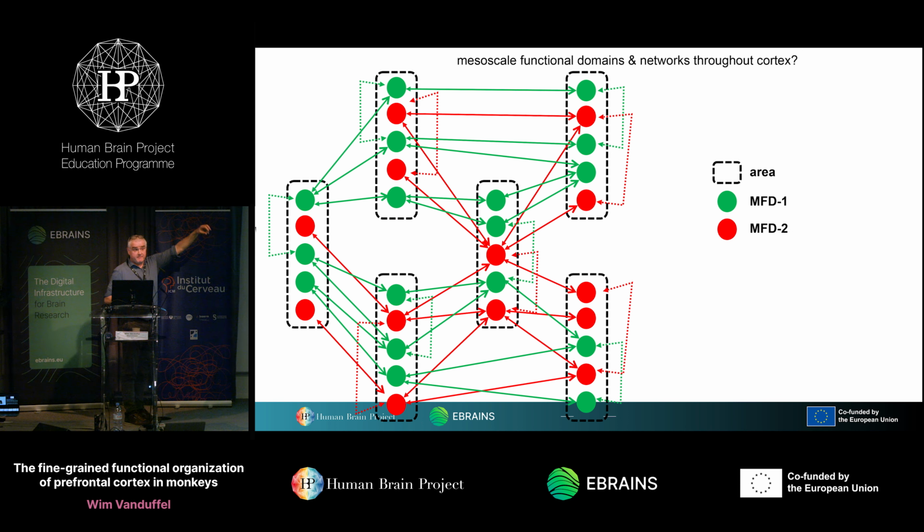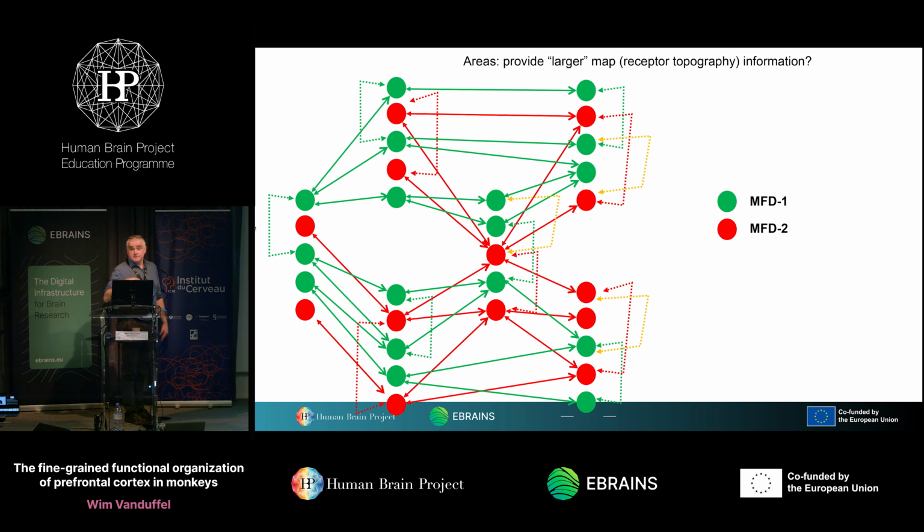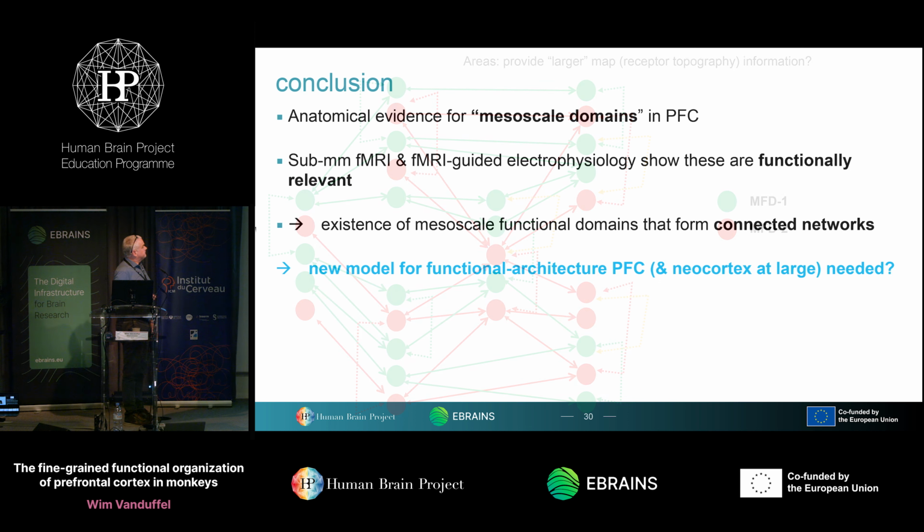So remember that we see, for very low level visual features, these kind of small domains in visual cortex. This is an open question, and I'm saying this very deliberately. So then you can wonder whether these areal definitions really make sense for understanding the function of the neocortex. Maybe it's just these networks of small mesoscale functional domains that matter more than areas.